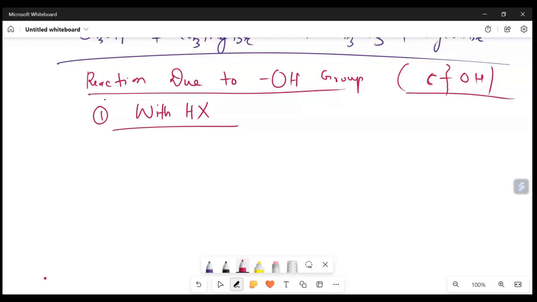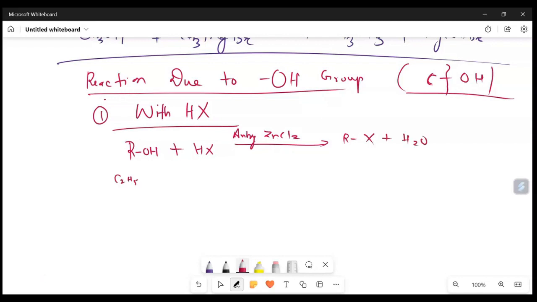As you know, the reaction with HX: here the alcohol, ROH, reacts with HX in the presence of what? Yeah, anhydrous ZnCl2. This is common, right? It will give RX plus H2O.